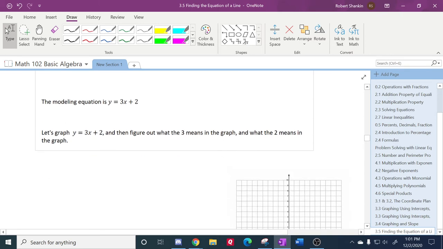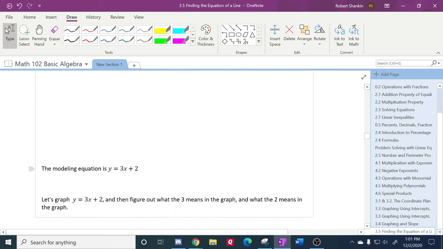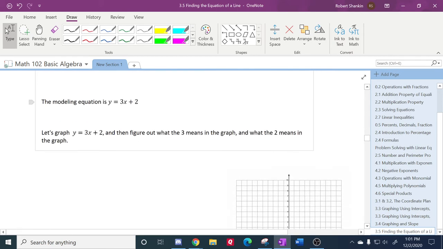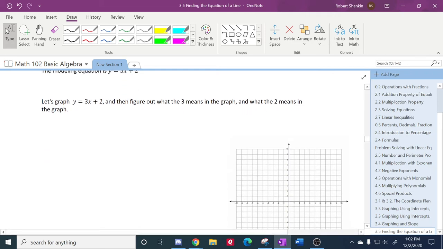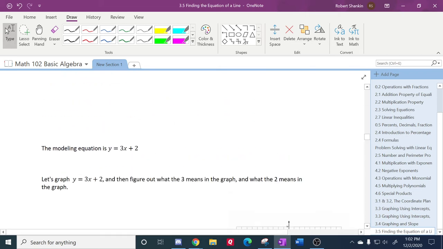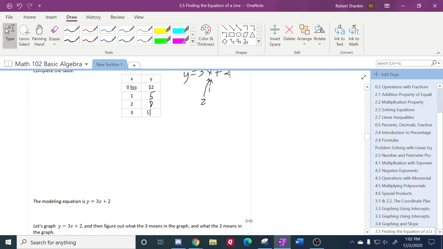The input variable x is the number of hours, and the y is the cost. All right, so we have a context. We kind of know what this y equals 3x plus 2 represents now. Let's graph this and then figure out what the 3 means in the graph and what the 2 means in the graph. So we've got a bunch of points. Take these points, stick them into a graph, and graph it. I'm going to give you about 15 seconds to get ahead of me, and then I'm going to do it.